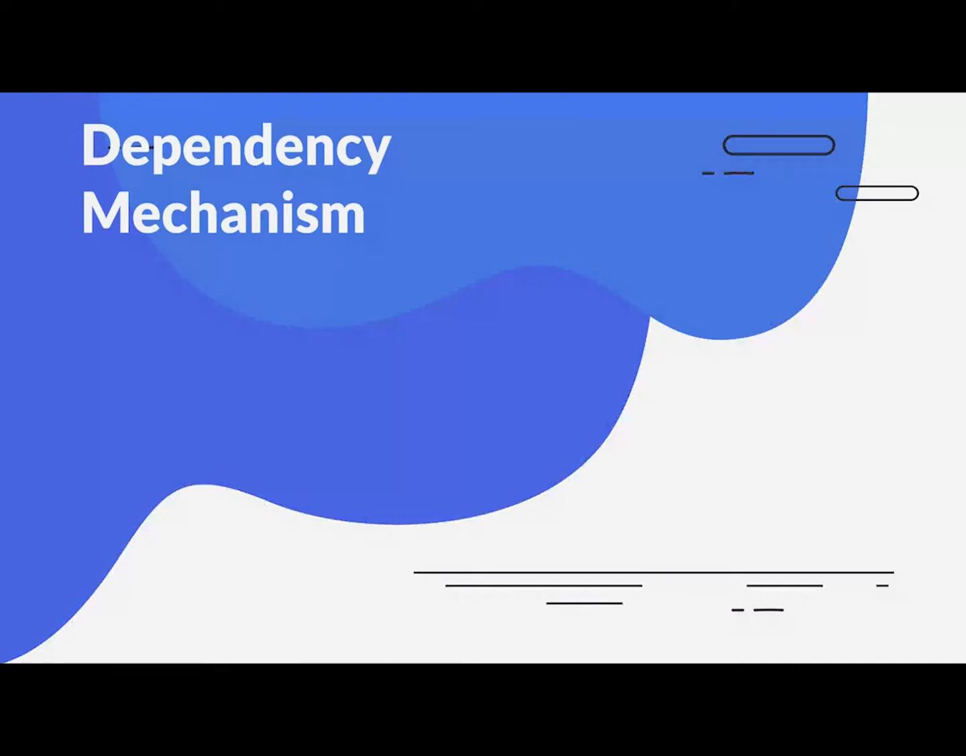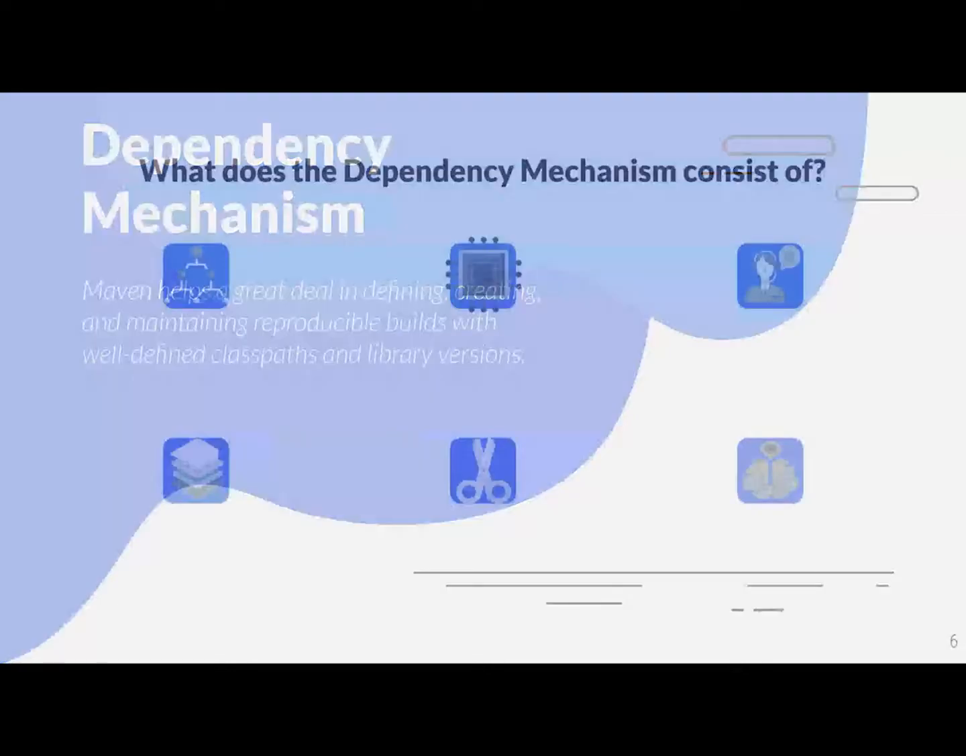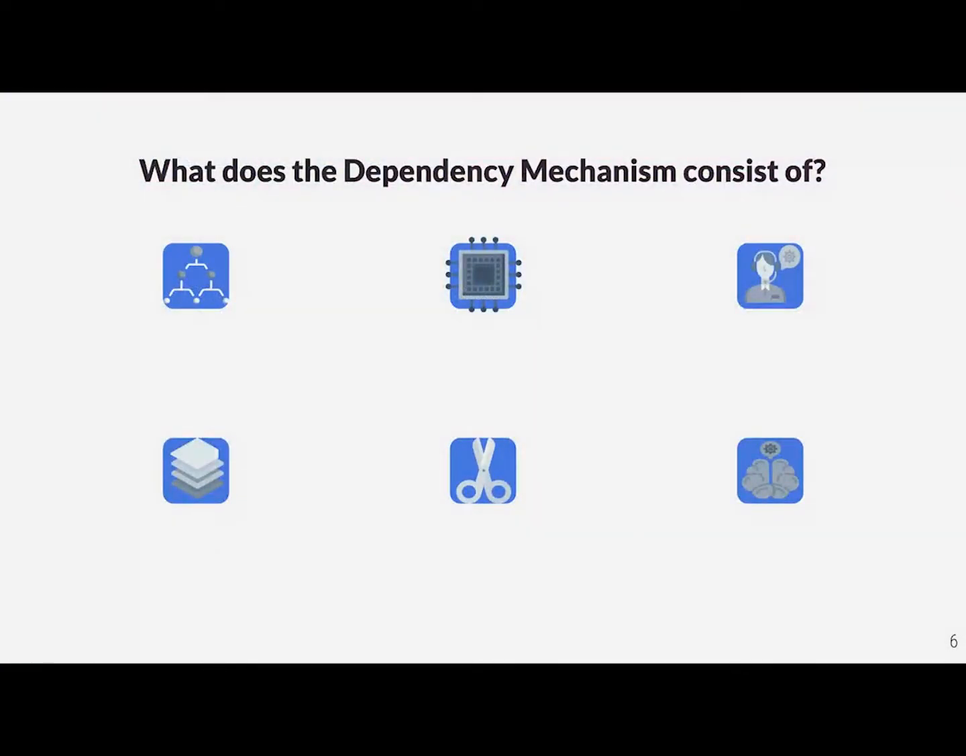Also, in our building phase, do you remember that Maven helped us? We have something called the dependency mechanism. With the dependency mechanism, Maven helps us a great deal in defining, creating, and maintaining reproducible builds with well-defined classpaths and library versions. And this dependency mechanism is one of the main things we're going to focus on today.